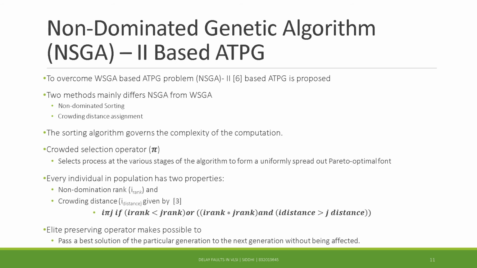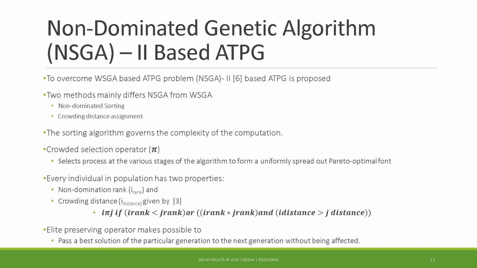To solve the problem with the WSGA, non-dominant sorting genetic algorithm, NSGA, is proposed. Two methods mainly differentiate NSGA from WSGA. First is non-dominant sorting, where the entire population is classified into different non-domination fronts. Second is crowding distance assignment. Its computation requires sorting of the population. The sorting algorithm governs the complexity of the computation. The selection process at the various stages of the algorithm to perform a uniformly spread out front is done by the crowded selection operator, which is the crowded comparison operator.